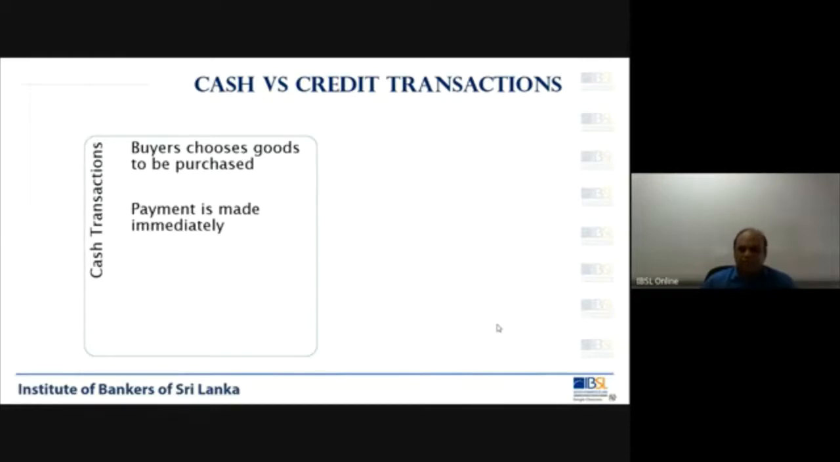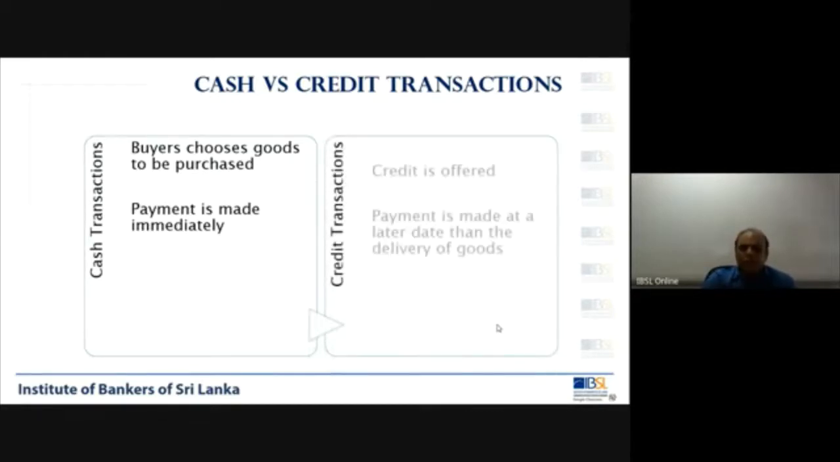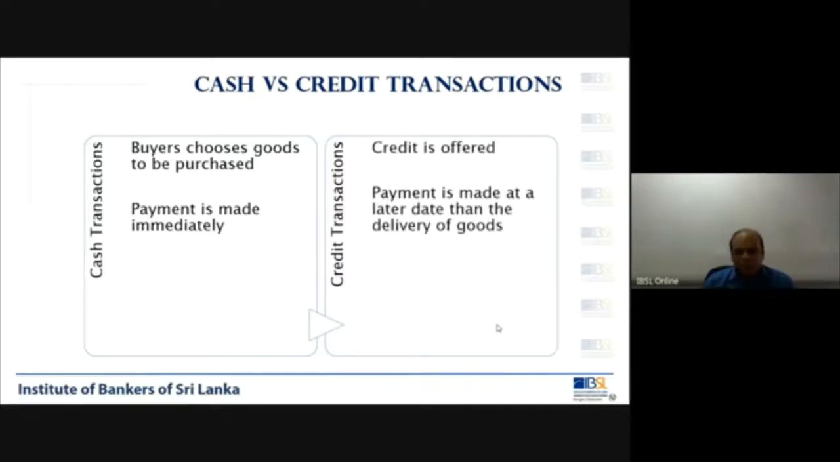Then what is a credit transaction? A credit transaction is where people again select goods to be purchased, but with the understanding with the seller that you need not pay immediately for the goods that you have purchased. The arrangement with the seller is to pay for the goods on a later date than the delivery of goods.